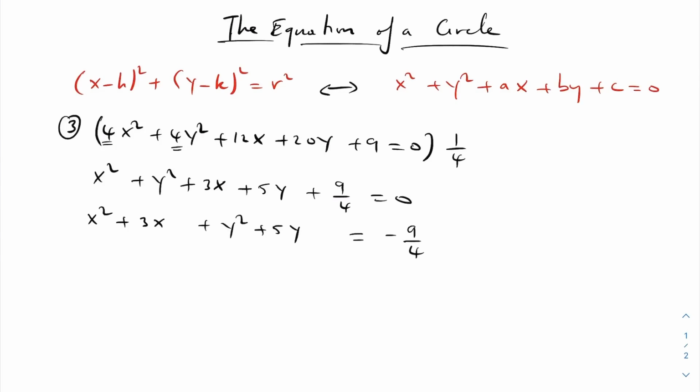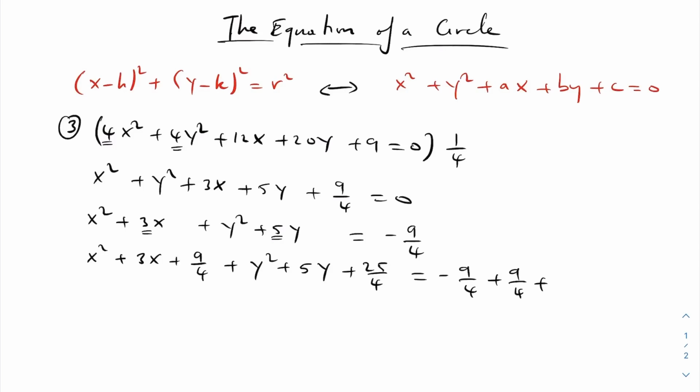And so the missing number here for x is going to be 3 over 2 squared, which is going to be 9 over 4. So I'm going to have here x squared plus 3x plus 9 over 4. And the missing number for the y here is going to be 5 over 2 squared. So that's going to be 25 over 4. So I'm going to have here y squared plus 5y plus 25 over 4. And that's going to be equal to negative 9 over 4 plus 9 over 4 plus 25 over 4 to balance out my equation.